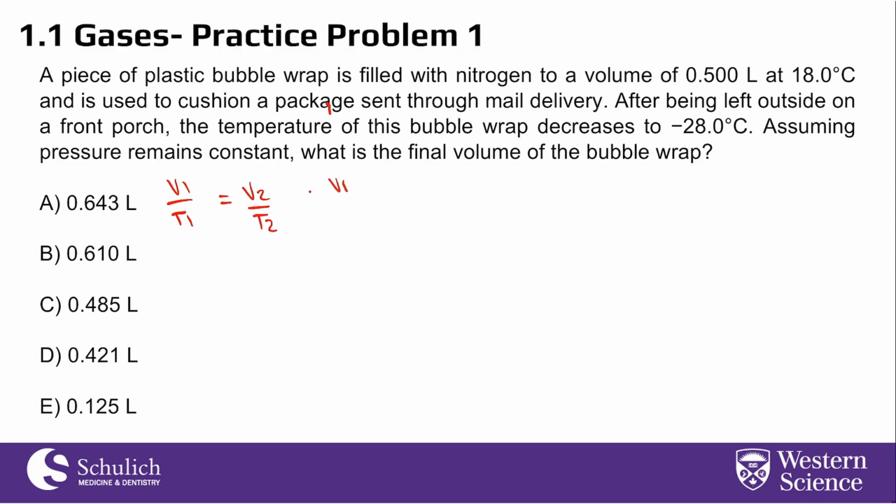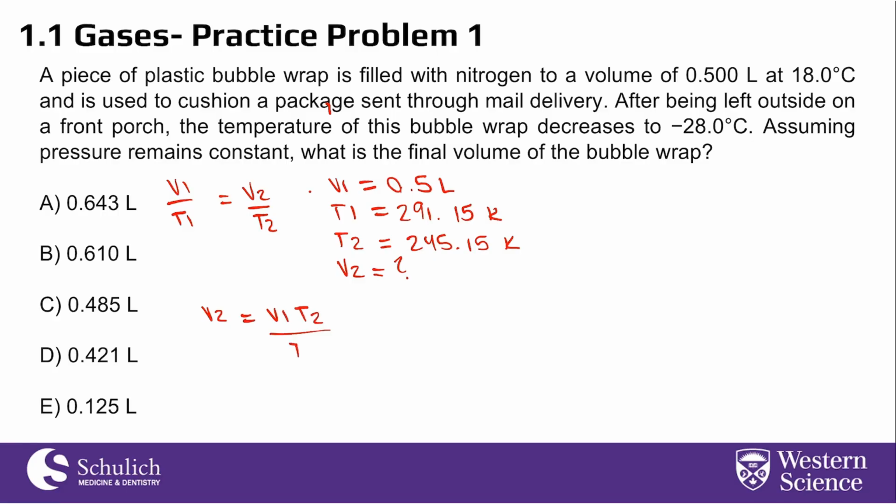We are given that V1 equals 0.5 liters, T1 equals 291.15 K. We are given that T1 is 18 degrees Celsius, but just like I said earlier, you have to convert that into Kelvin. Then we have T2 equals 245.15 K, and we're looking for V2. That's our unknown here. So we're going to rearrange Charles' law for V2. It's going to be V2 equals V1 times T2 over T1. And then we'll just substitute our values in.